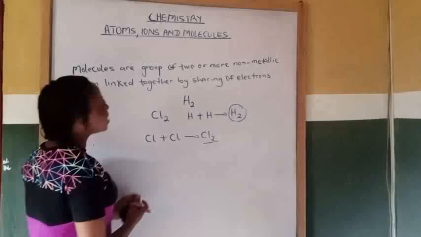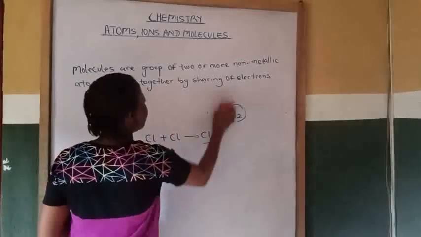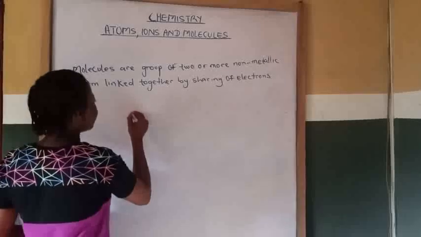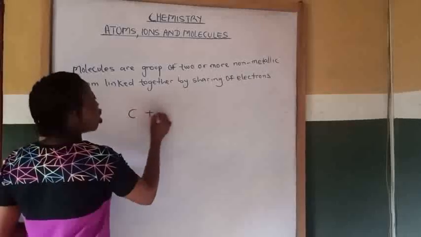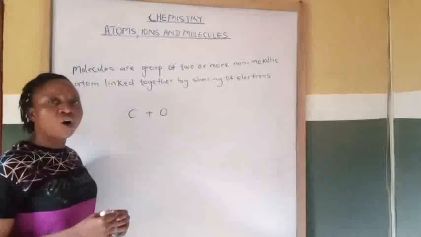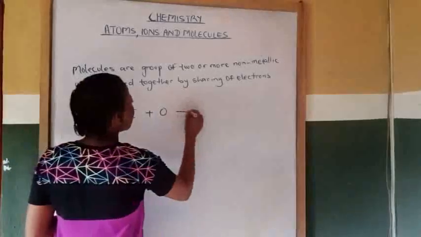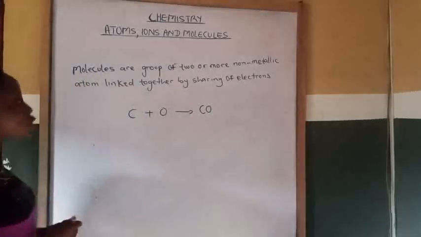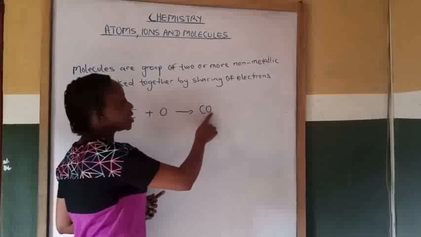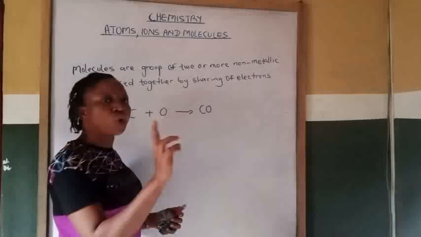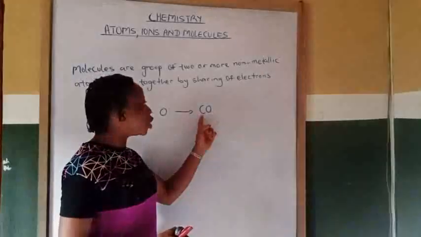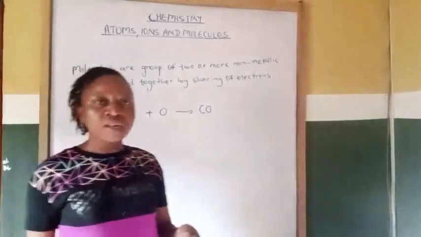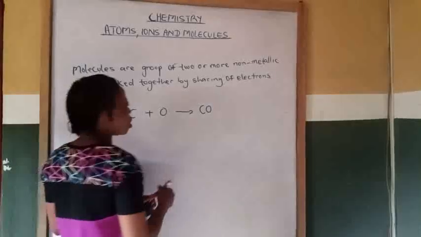So let's take atoms of different elements. Carbon plus oxygen can either give us what? Carbon monoxide, CO, or CO2, carbon dioxide. This is a non-metal, this is a non-metal. So a combination of two non-metals will give us what? A molecule. So this CO2, carbon dioxide, is a molecule. Now let's take another one.